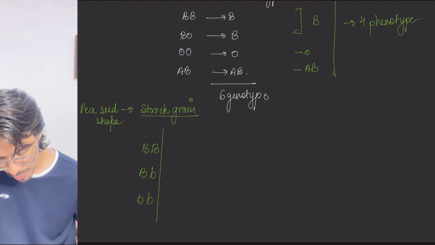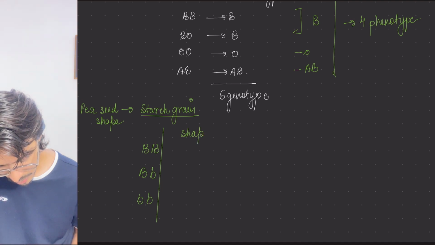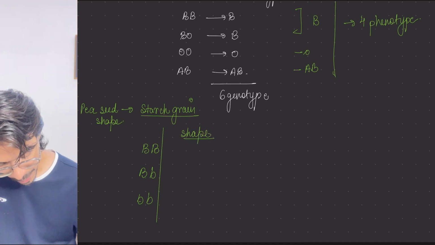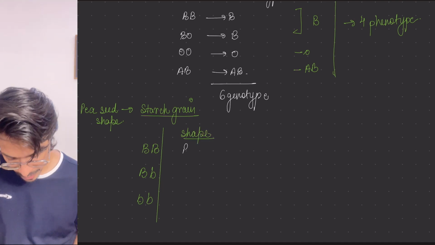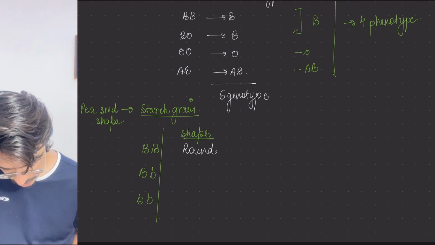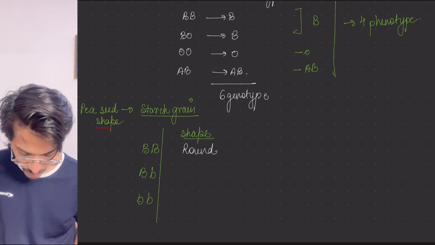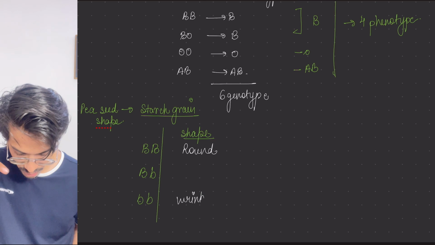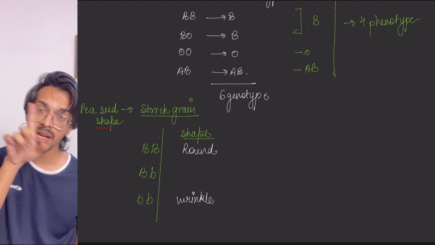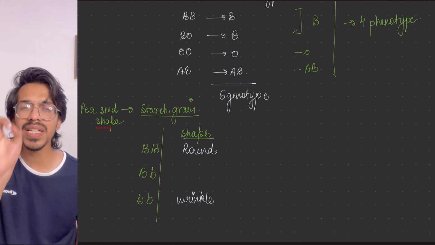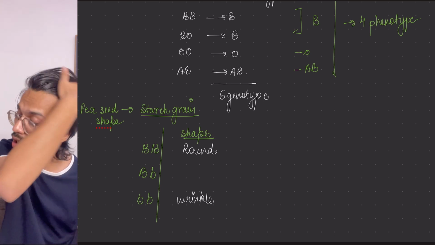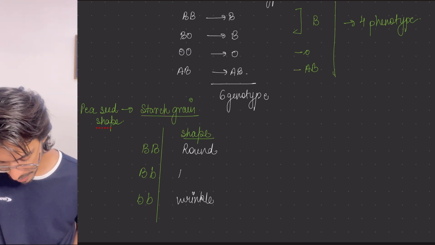In terms of shape, the capital BB will give what? Round. Small bb will give wrinkled shape, because this is the law of dominance we have already studied. But capital B small b is coming, so what is it giving? Law of dominance. So it will be round in shape.